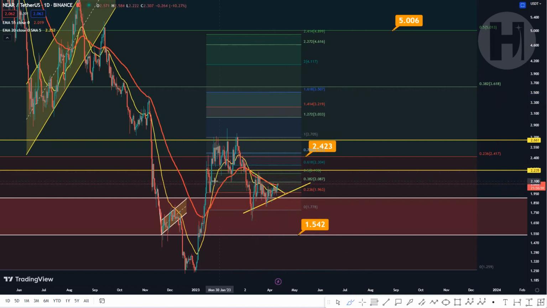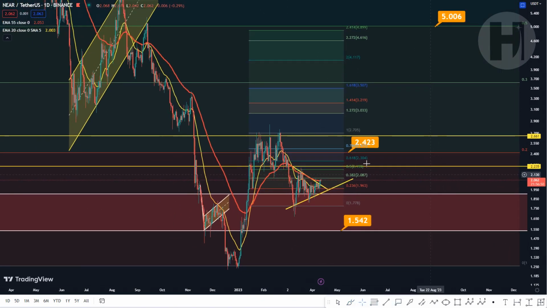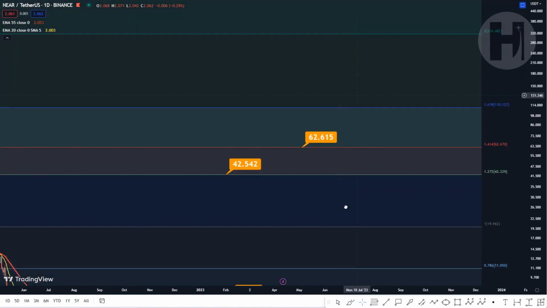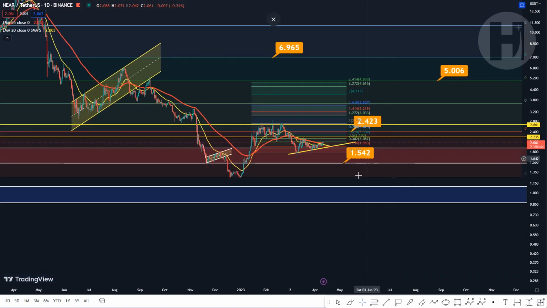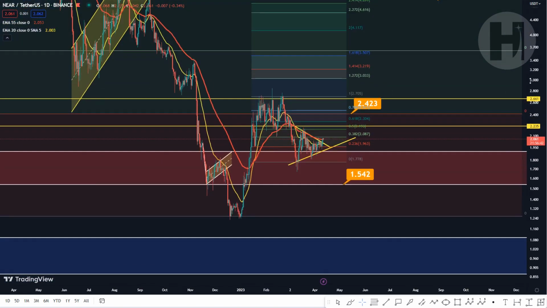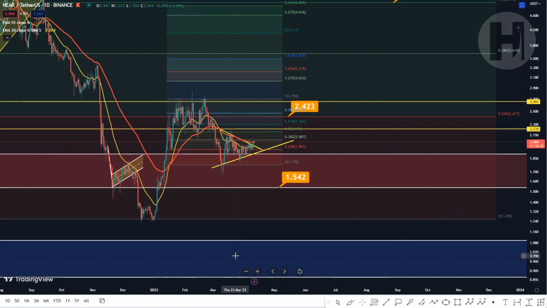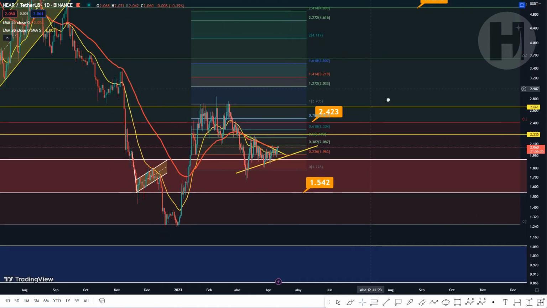For now, we do need to break above the 0.382 at $2.08. And I do have a nice bag of Near tokens myself, and I'm going to be obviously looking at those targets in the bull market, probably selling around $50 to $60, but we'll see. That's my plan for now, and hopefully we go even higher than that. I'm not sure. Obviously, I cannot look into the future.